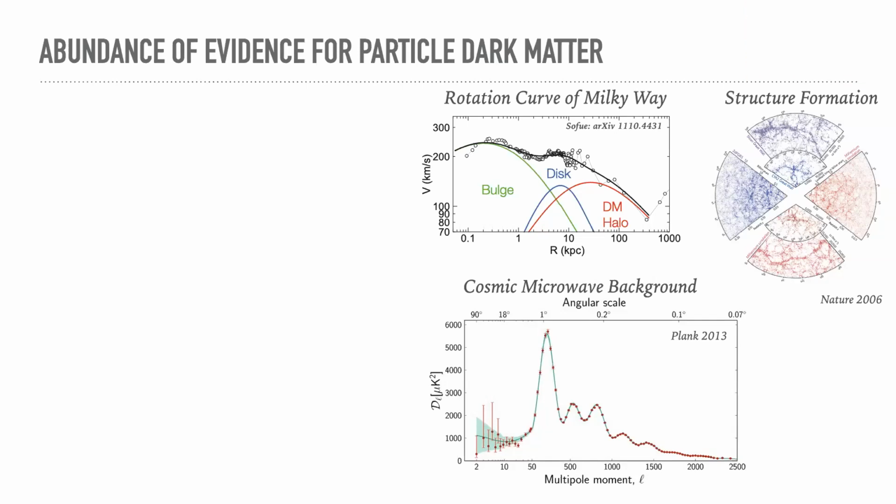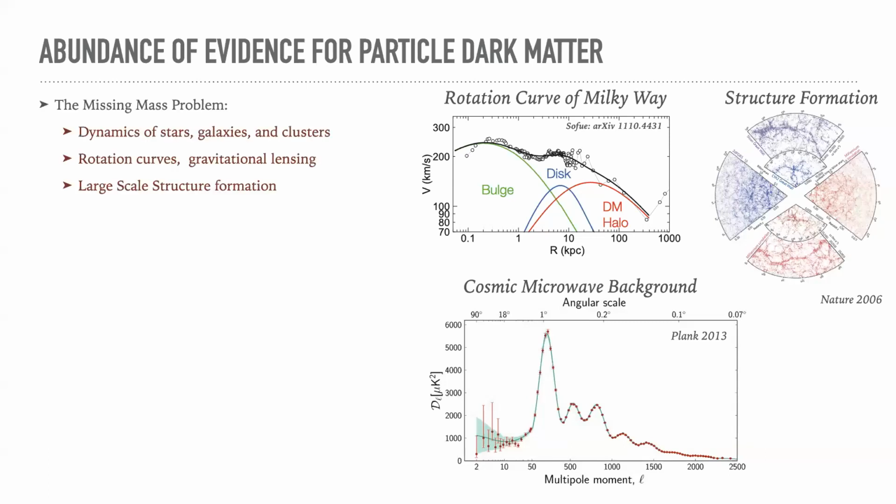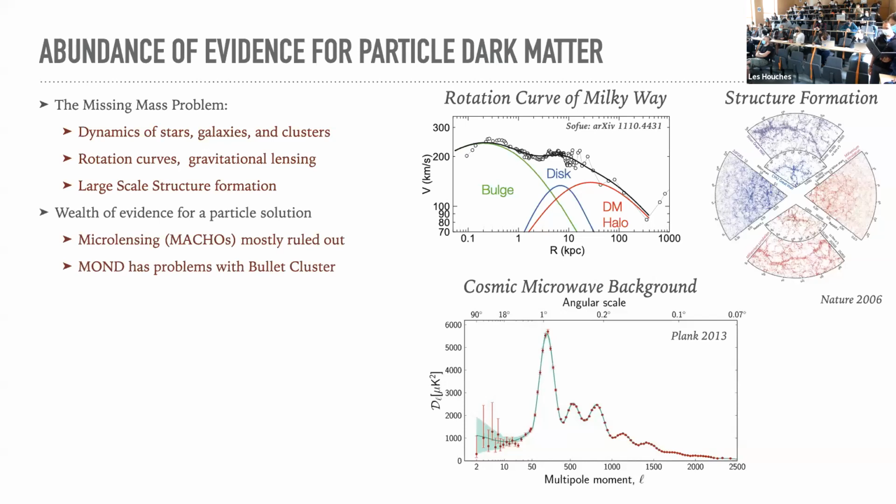Okay. So last week you learned that we have an abundance of evidence for dark matter. You learned about the missing mass problem. From the dynamics of stars and galaxies and clusters, from rotation curves and gravitational lensing, and from simulations of the large structure of the universe, we all know that there's this problem that we can't really account for all the mass that is in the universe. And we also have a wealth of evidence that there's a particle solution, and that particle solution is maybe one of the most promising ways that we can solve this problem.